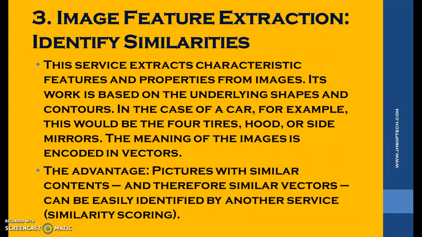Image feature extraction identifies similarities. This service extracts characteristics, features, and properties from images. Its work is based on the underlying shapes and contours. In the case of a car, for example, this would be the four tires, hood, or side mirrors. The meaning of the images is encoded in vectors. The advantage is that pictures with similar contents, and therefore similar vectors, can be easily identified by another service like similarity scoring.